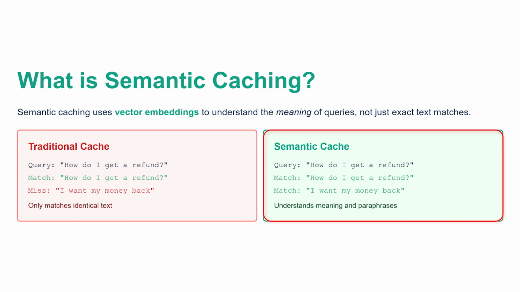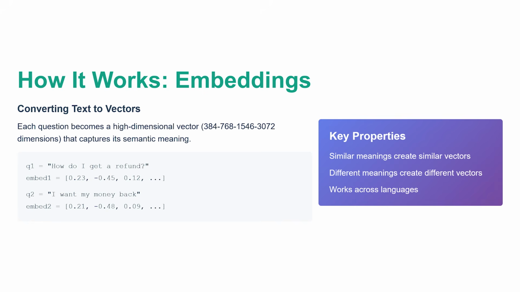This is where semantic caching changes everything. Instead of matching character by character, it actually understands what the question means. It looks at the intent behind the words. So it knows how do I get a refund and I want my money back are asking for the same thing, even though the words are totally different. And that is huge because your cache hit rate just explodes. You're not matching strings anymore. You are matching meaning.